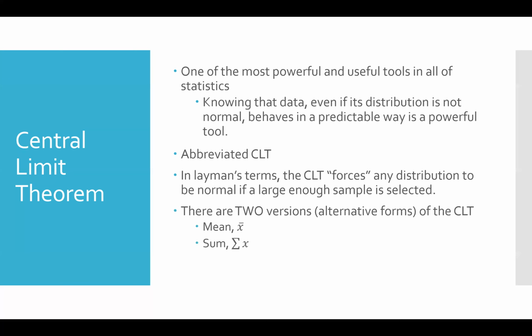There are two versions, or your text calls them alternative forms, of the central limit theorem. One uses the mean. The other uses the sum. And we are going to address both of them. We're going to start with the central limit theorem for the mean, or version 1.